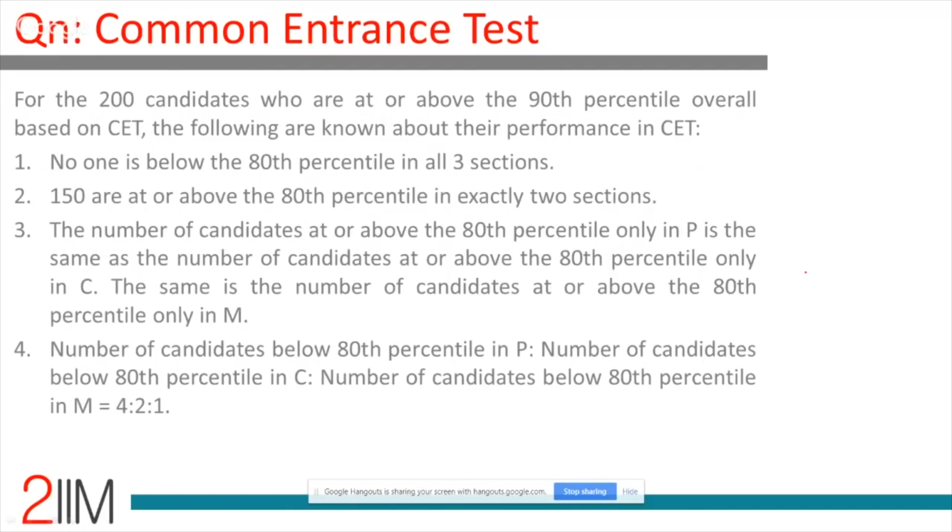For the 200 candidates who are at or above the 90th percentile overall, based on CET, the following are known about their performance in CET. So some subset of this 200 is going to qualify for AET. Remember that. For AET, the constraint is you should get 90th overall and at least 80th in 2 out of the 3. So some fraction of this 200 is going to qualify to write the AET.